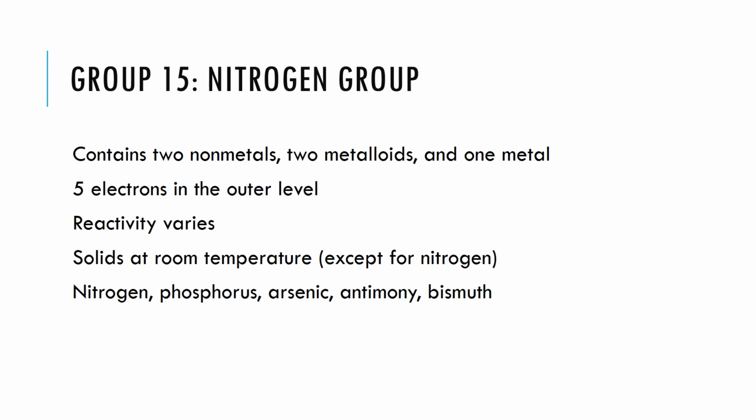Group 15 is the nitrogen group. So we have 2 nonmetals, 2 metalloids, and 1 metal in this group. They have 5 electrons in the outer level. So again, because it's kind of in a halfway mark, the reactivity is going to vary. They are all solids at room temperature except for nitrogen, and that's a gas at room temperature. But the group includes nitrogen, phosphorus, arsenic, antimony, and bismuth.